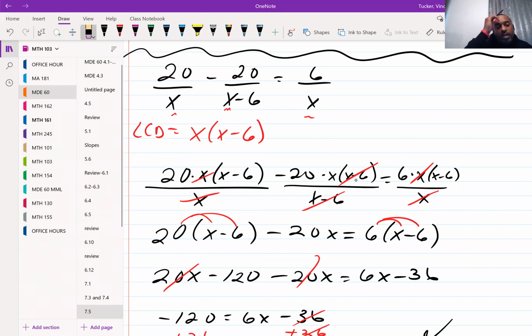All right, so this time we have x minus 6, and x in our denominators. So you take the two different denominators that you see, which is x and x minus 6. Don't have to repeat the other x. So our LCD is x times x minus 6.